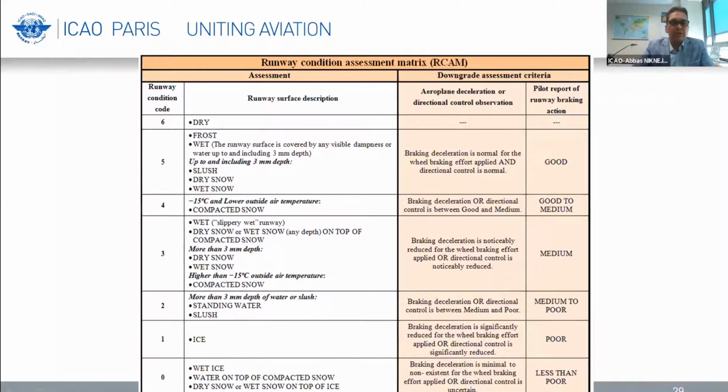But when it goes to 3, you can see slippery wet runway, which is the wet runway with degraded braking action, dry snow or wet snow on the top of compacted snow, dry snow and wet snow more than 3 millimeters, and again, compacted snow when temperature is -15 or higher. So it would be more watery and more slippery than category 4, so it should be reported as 3 in terms of runway condition code, and you can see the rest. I will explain it again in another slide in a different way.